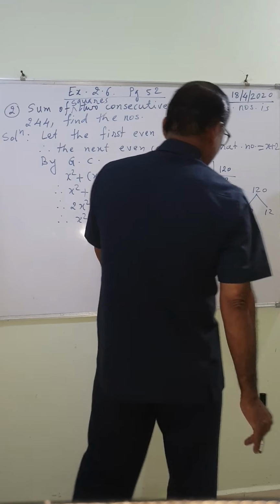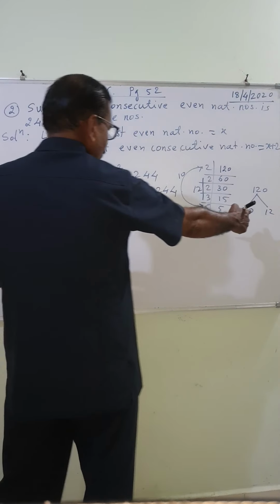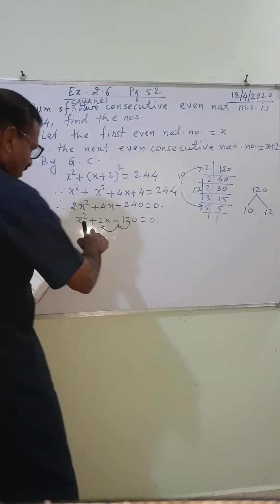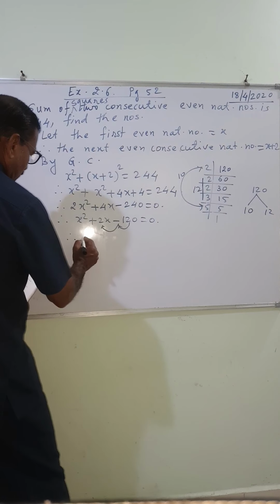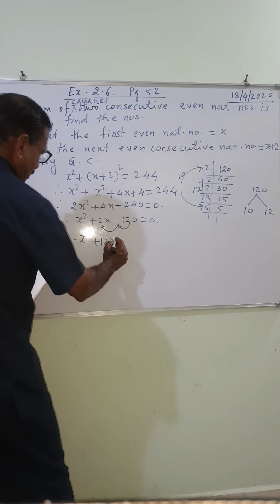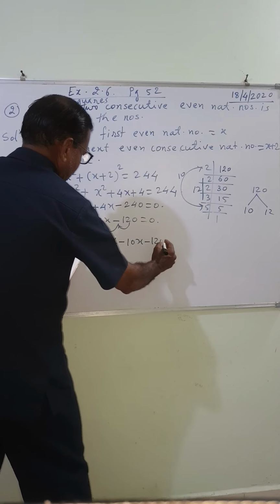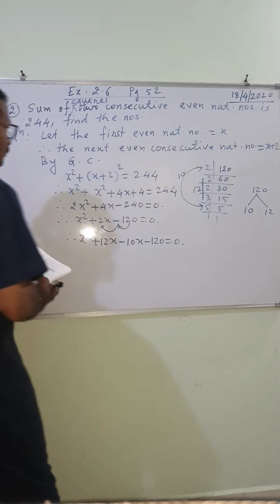12 and 10, their subtraction is 2. The bigger number is 12, so I will give the plus sign to it. Therefore, x square plus 12x minus 10x minus 120 is equal to 0.